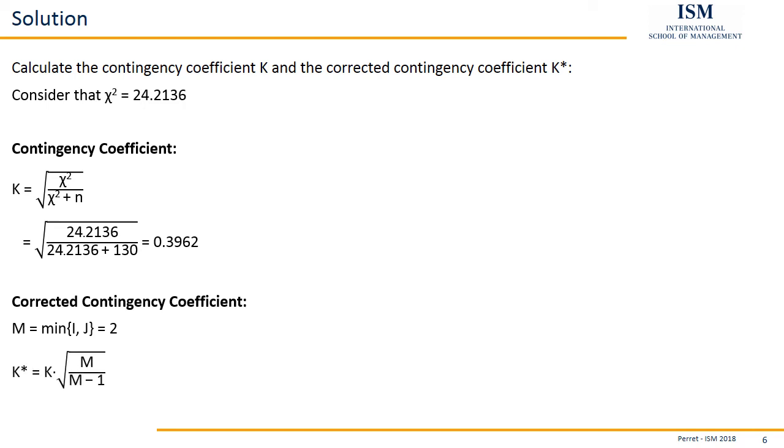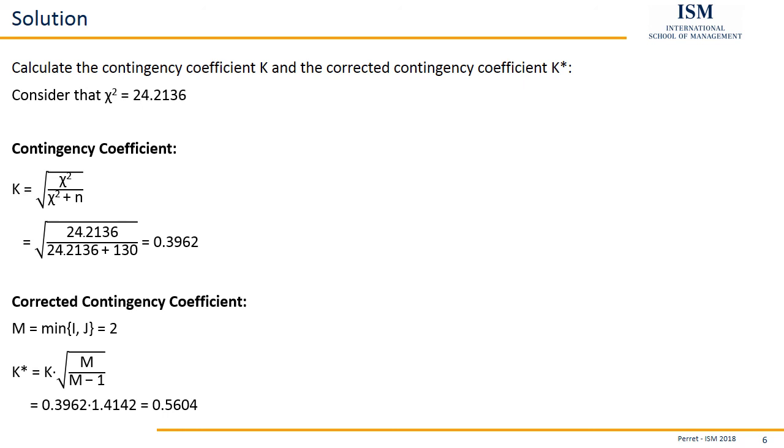With this number we can use the following formula to get our corrected version of the contingency coefficient. We multiply the original contingency coefficient with this correction term, the square root of m divided by m minus 1. Here with an m of 2 we have as a correction factor the square root of 2 divided by 1, so times the square root of 2. Meaning, we take our contingency coefficient, here the 0.3962, and multiply this with 1.4142. We get as a result 0.5604, this being our corrected contingency coefficient.